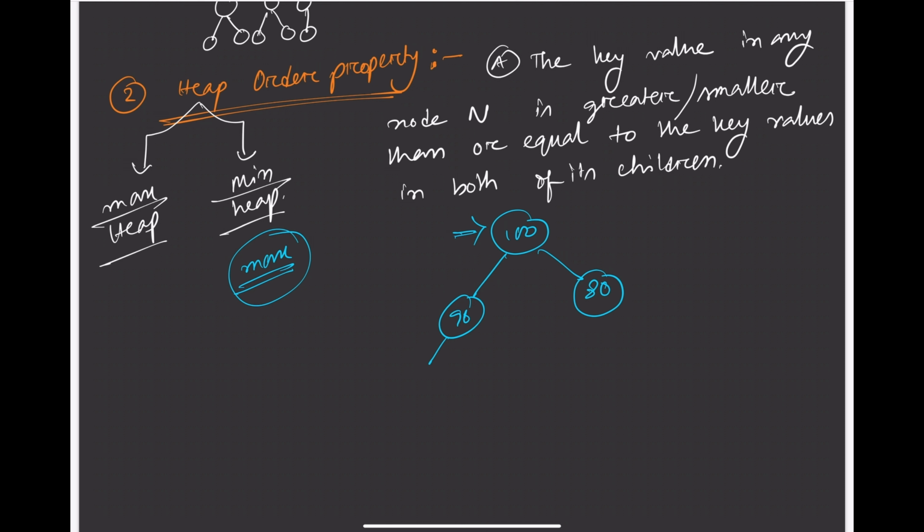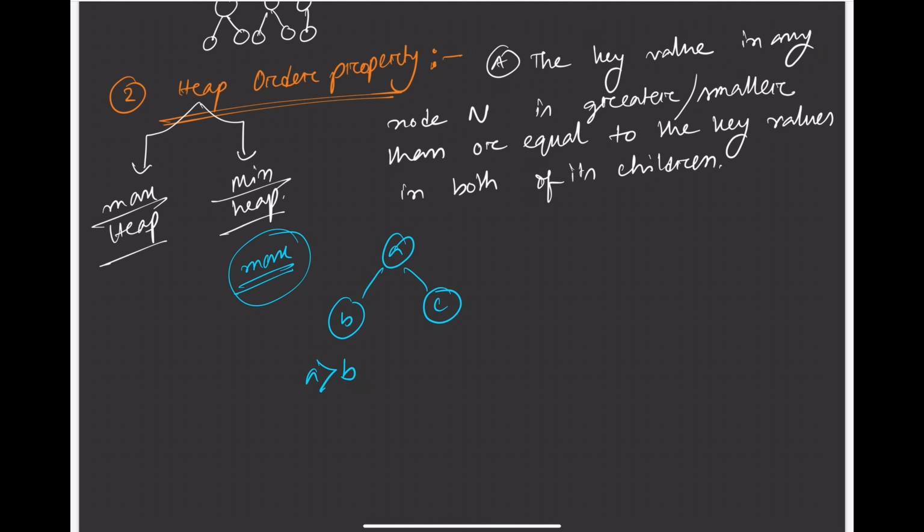Now here for example it could be like 70, 60, it could be 50, 30. So this is called max heap. Let me give a generalized formula for max heap. So A, B and C. Here A greater than B and A greater than C, both the conditions should be verified.